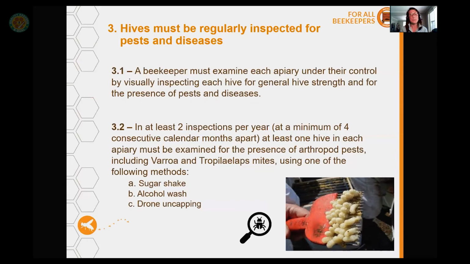Now, as the code is being adopted in each state, it is important that you know all of the requirements in your individual state. For example, Victoria has already included the code in its legislation via the Livestock Disease Control Act, and it states that you must do drone uncapping with either a sugar shake test or an alcohol wash. So it's important that you find out what the requirements are within your state or territory.